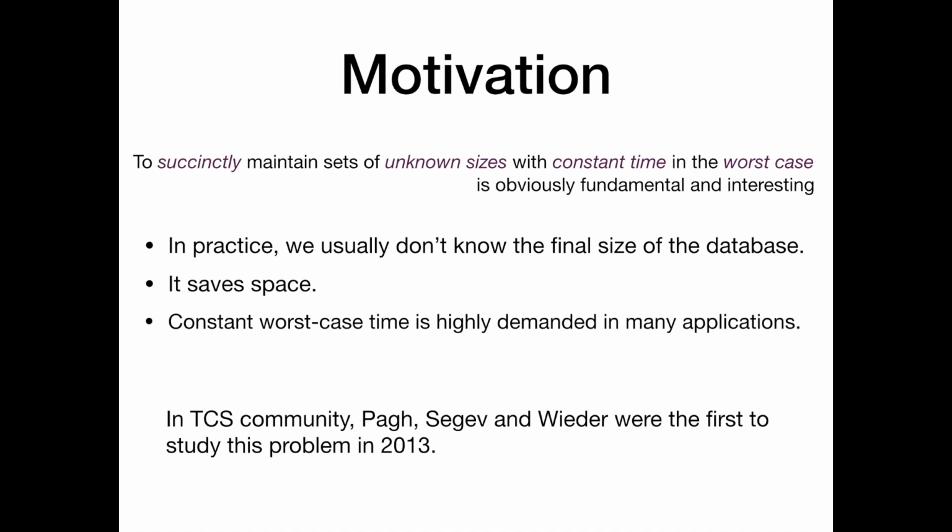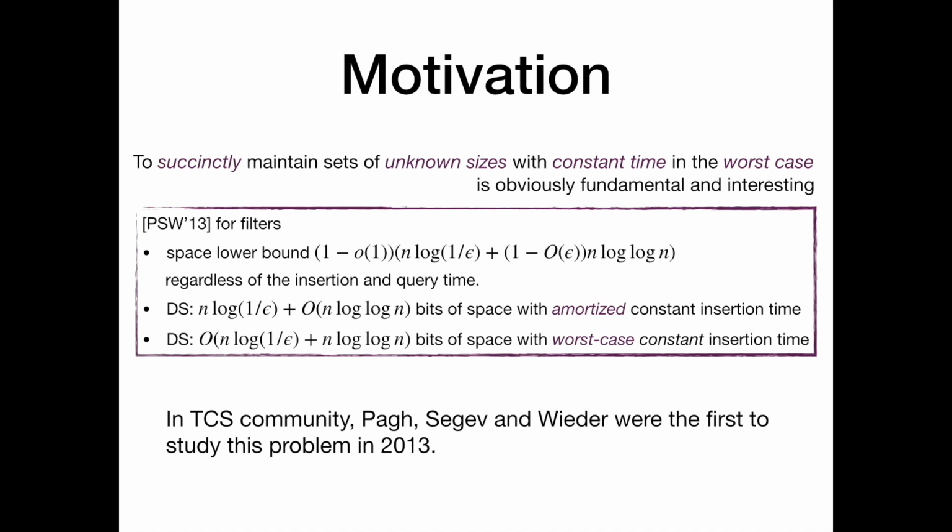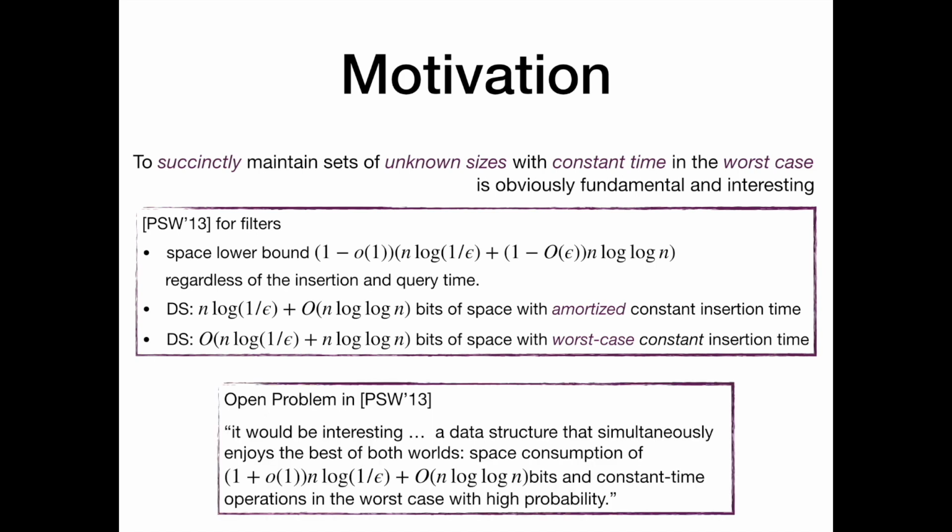In the TCS community, Pagh, Segev, and Wieder (PSW) were the first to study this problem. In their seminal work, they proved a lower bound for filters and provided two data structures. One data structure is very close to being succinct, but it has amortized insertion time. Another data structure has constant worst-case operation time, but it uses linear space. PSW left an open problem. They asked if there is a space and time-efficient data structure for filters.